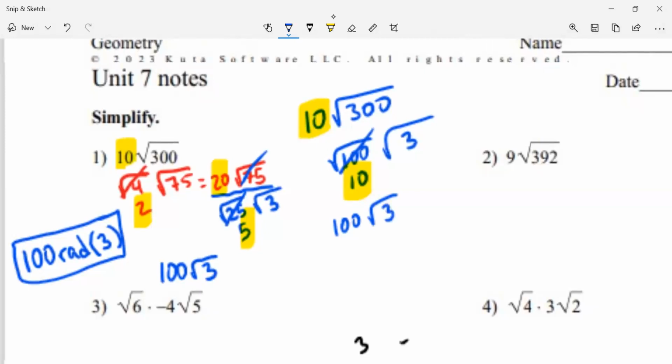Now, how do you do it? Do you simplify in many steps or do you simplify in one step? It's up to you. The thing is just get to the correct answer. Simplify as much as you can.